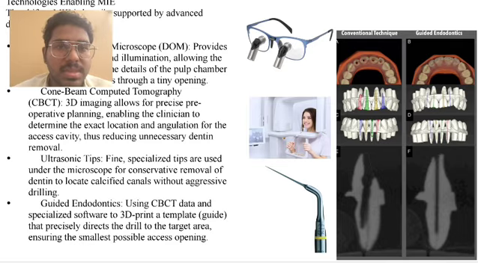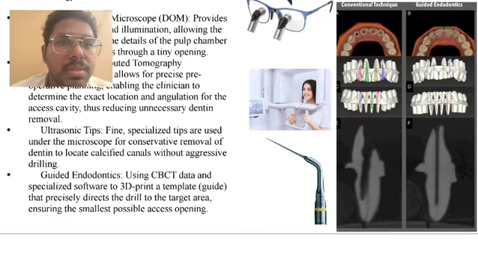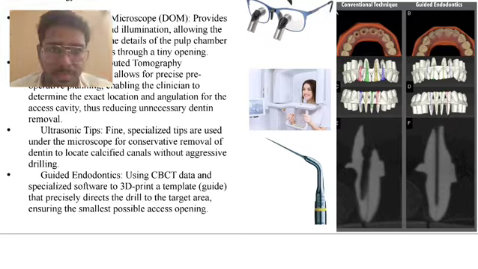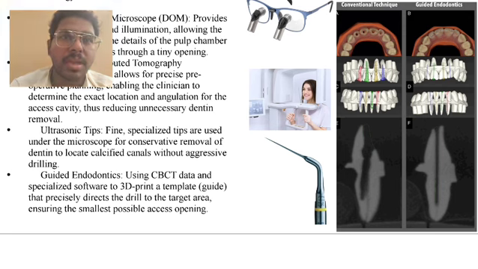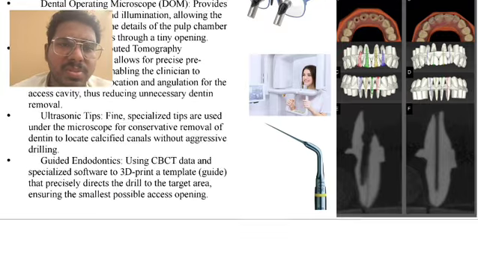Then there is guided endodontics, using CBCT data and specialized software to 3D print a template guide that precisely directs the drill to the target area. This is a very good software. I have put up a picture for that. This actually helps you understand the anatomy and also the position of the pulp chamber, along with its angulation. Any morphological abnormalities can even be seen through this, so that it precisely directs the drill to the target area, ensuring the smallest possible access opening.